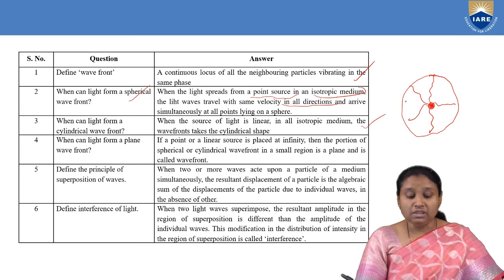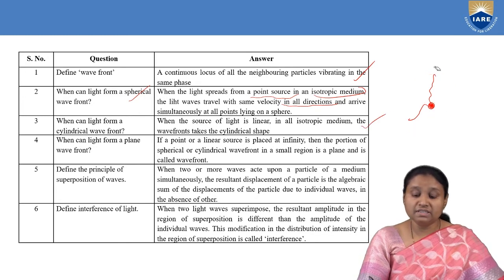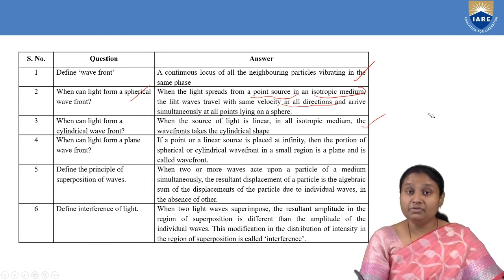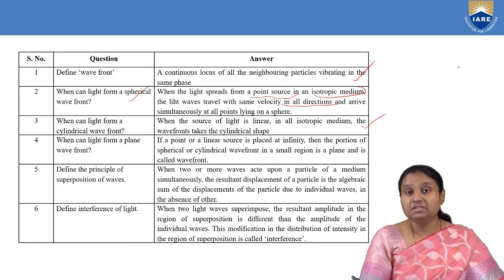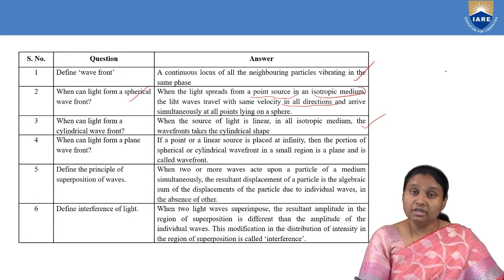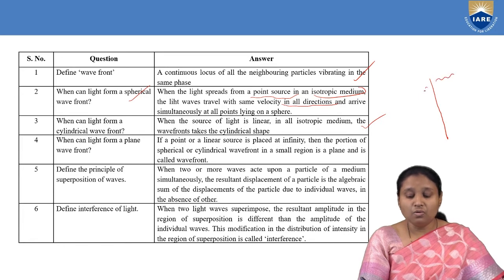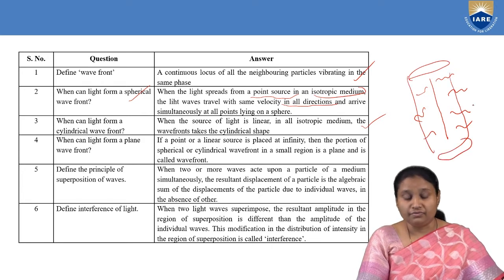Then what about the cylindrical wavefront? For a cylindrical wavefront, we have to take an extended source. What do you mean by extended source? It can be a tube light, or we can make use of a sodium vapor lamp. So if I take an extended source, and here also I consider all those particles vibrating in the same phase, so same phase means traveling with the same velocity in all directions in an isotropic medium, their locus comes out to be a cylindrical wavefront.